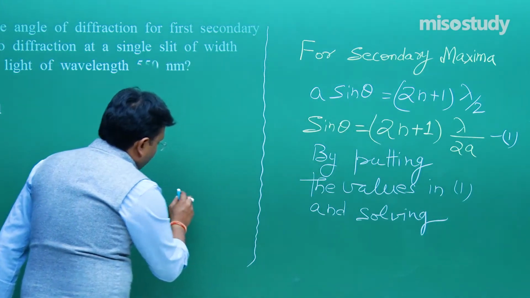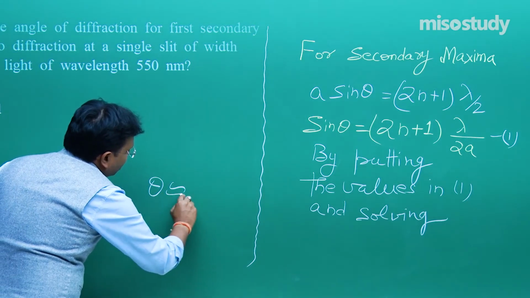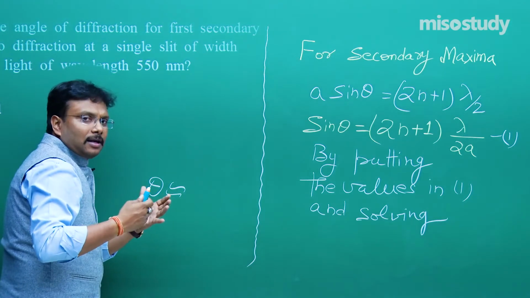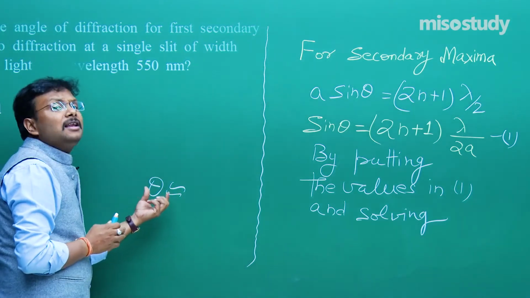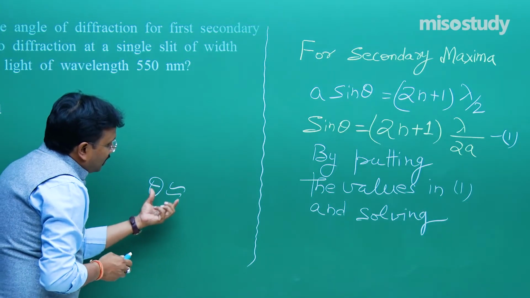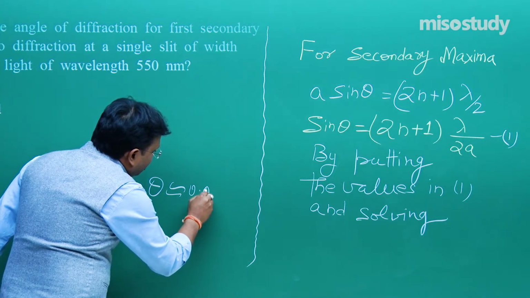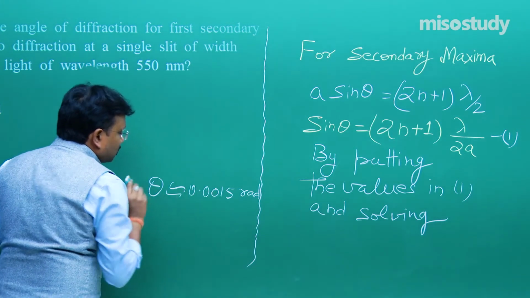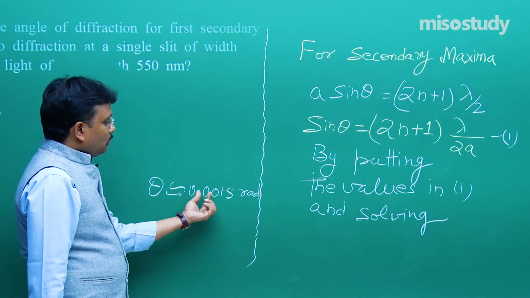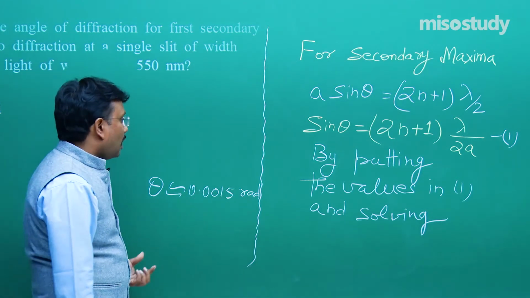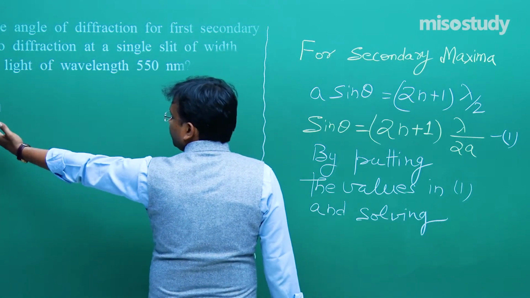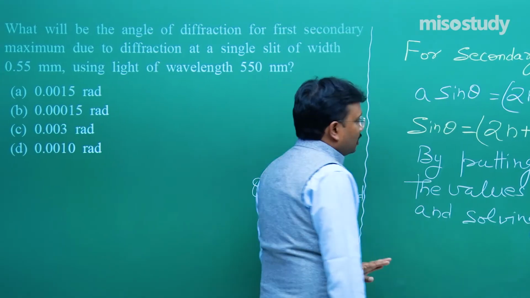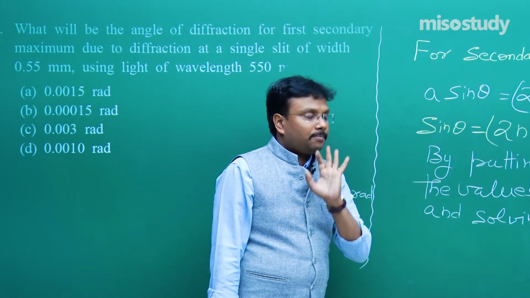theta is nearly, obviously students, if you are finding an angle, you cannot say it is an exact value, so that's why I am saying nearly equal to, fine. So theta is nearly equal to 0.0015 radian. This is your answer, and as per this, A is the correct answer, 0.0015 radian. Let me quickly summarize it.